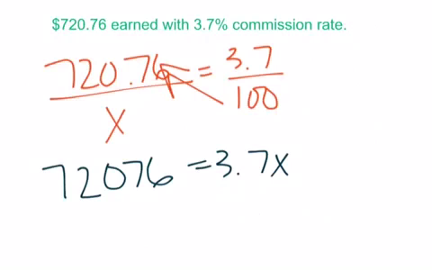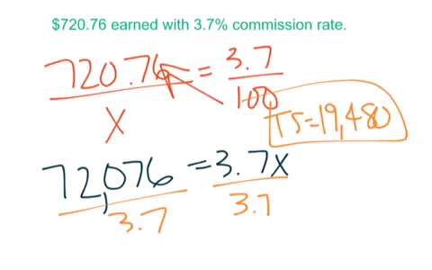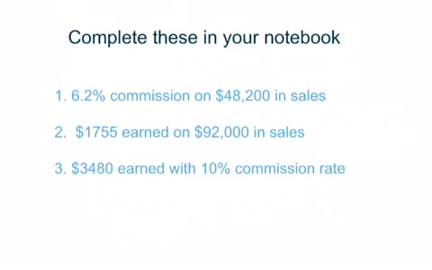Okay, so now I have 72,076 equals 3.7x. Let's divide by 3.7. So my total sales, or TS, would be 19,480. Okay, so that's it for that one. Put a little dollar sign there.